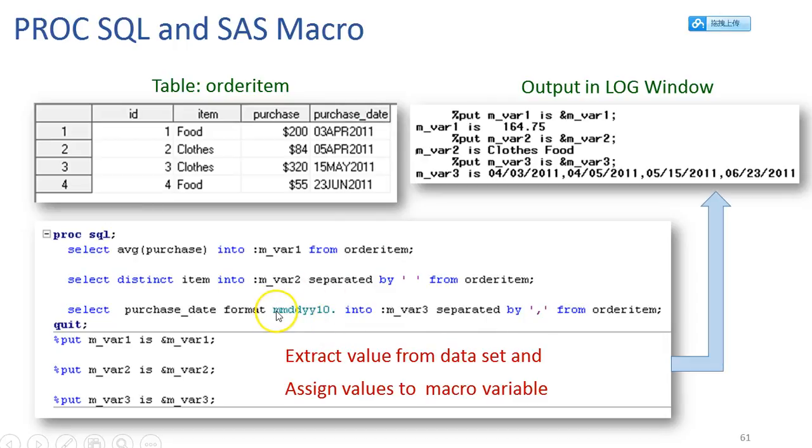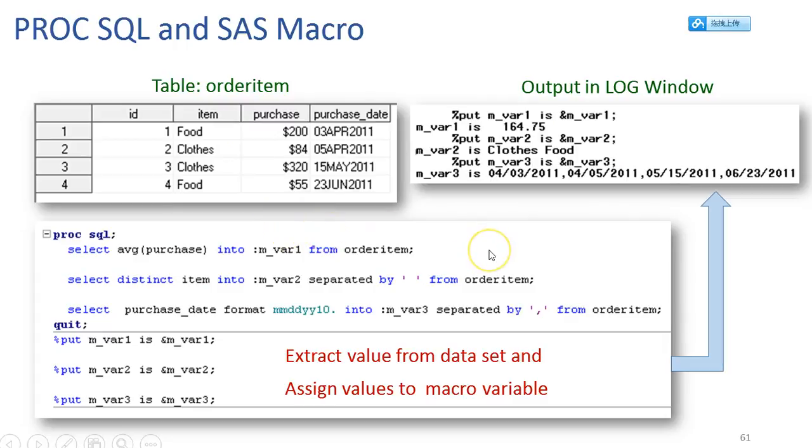Now, if I execute this SQL statement and print all of these macro variables, I should get the result in the log window here. You can think about why the results look like this by checking the original dataset and the SAS code in SQL.